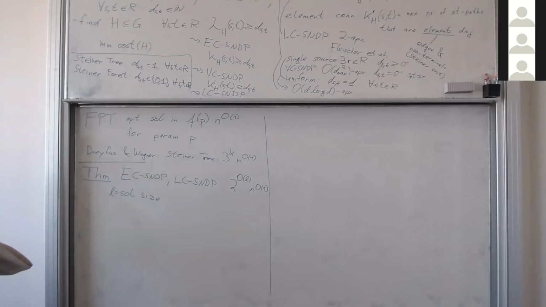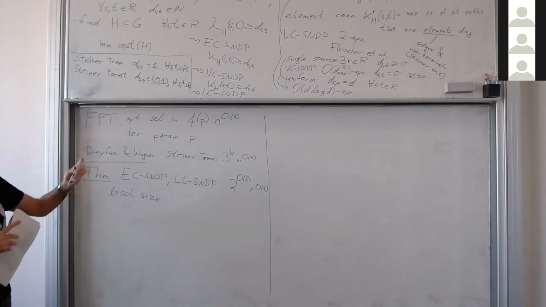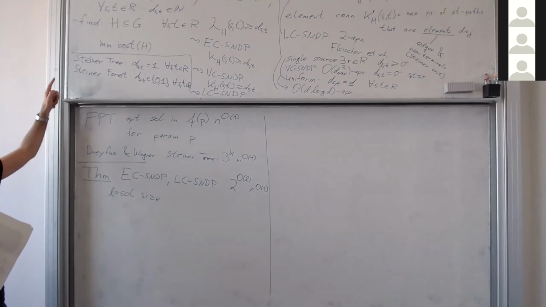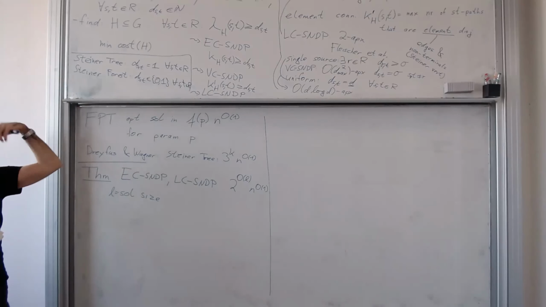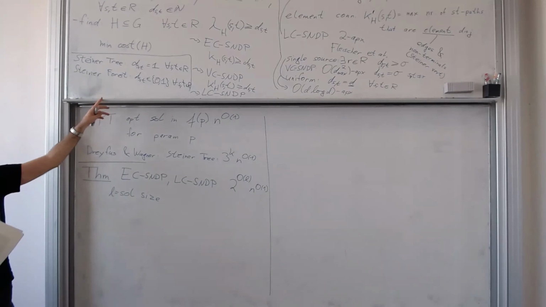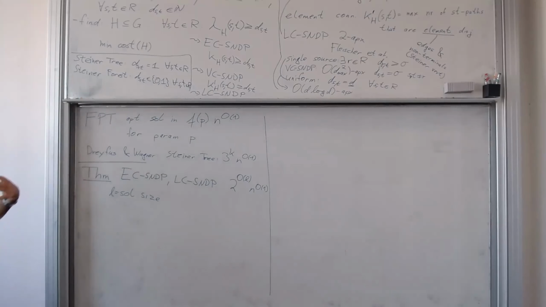That's one thing, but we will also restrict the number of terminals. Note that if the number of terminals is only 2, then you can just solve it using some flow algorithm. It's simple, so that's polynomial time. But we show that increasing the number of terminals by only 1 makes it hard. Here's the theorem that we get.